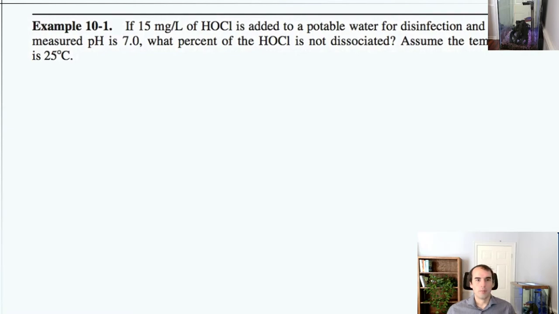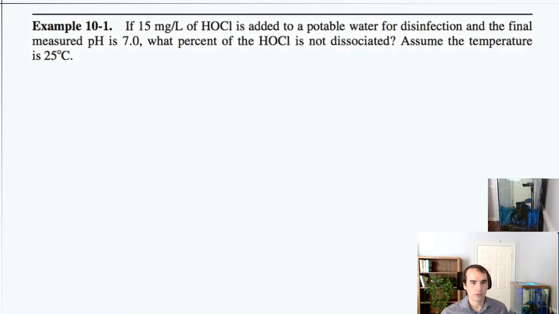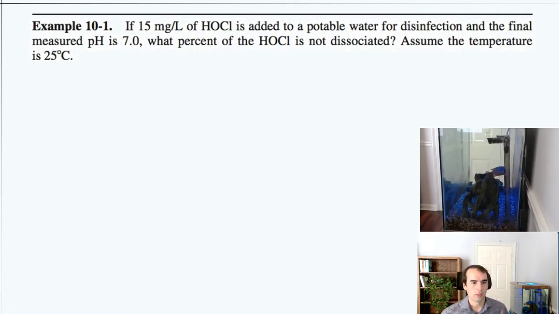So that brings us to an example question. And I think we've looked at things similar to this in the past. So we have this problem, and it says, if 15 milligrams per liter of HOCl is added to a potable water for disinfection, and the final measured pH is 7, so exactly neutral, what percent of HOCl is not dissociated? Assume the temperature is 25 degrees Celsius.